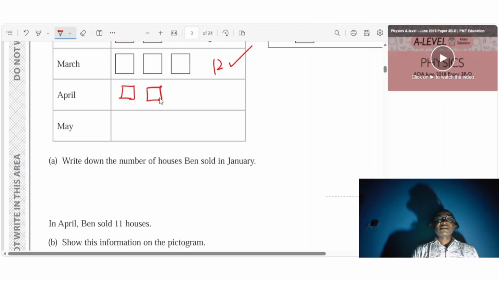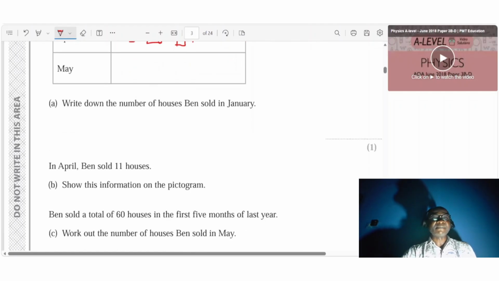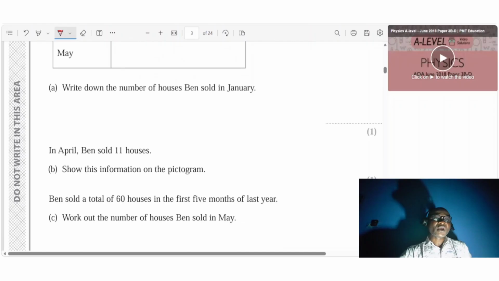And then you do 3/4 of a square, isn't it? Yes, 3/4 of a square. So that is it. And the question continues in part C. Ben sold a total of 60 houses in the first 5 months of last year. So work out the number of houses Ben sold in May.